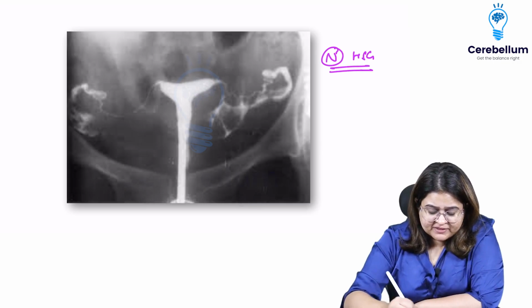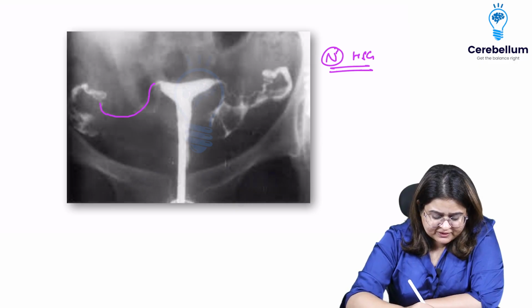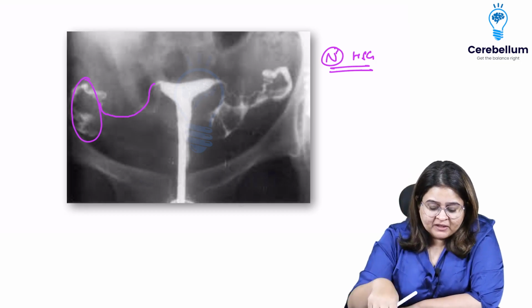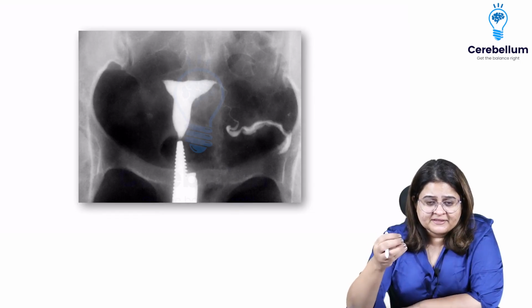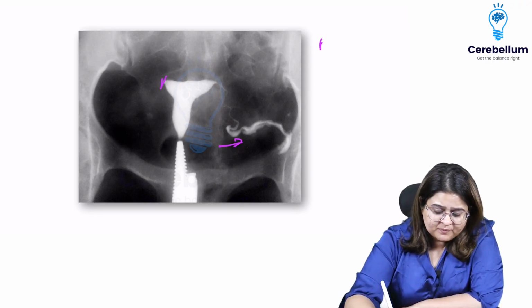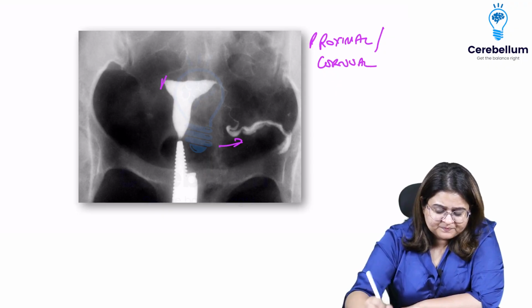That means you can see the uterus being outlined, you can see the outline of the tube here, and you can see the spill of the dye into the peritoneal cavity. So the initial test we always do is a test for tubal patency. Look at this one here. You can see one tube and spill is seen, but the other side you can't see. This is called a proximal tubal block, also called a cornual block.